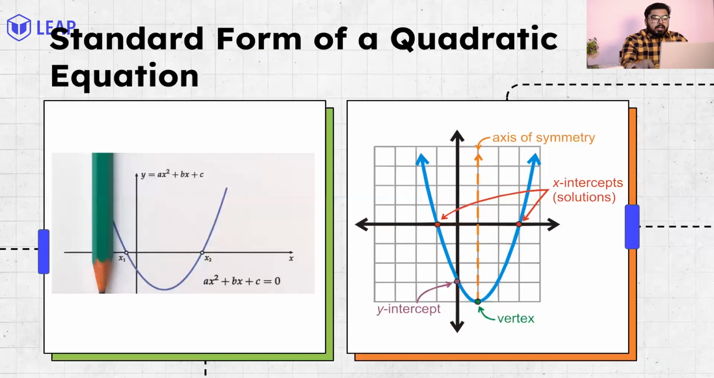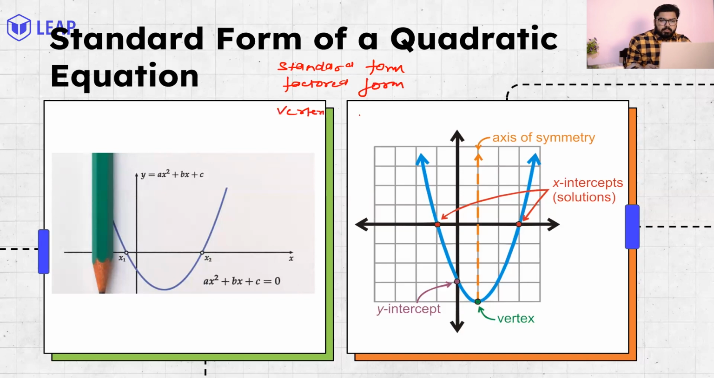Okay. So coming to this, a quadratic can be represented in 3 forms, right? I'm going to write down all the 3 forms. You also need to write it down in your notebook. The 3 forms of a quadratic are, one is the standard form. The second is the factored form. And the third is the vertex form.